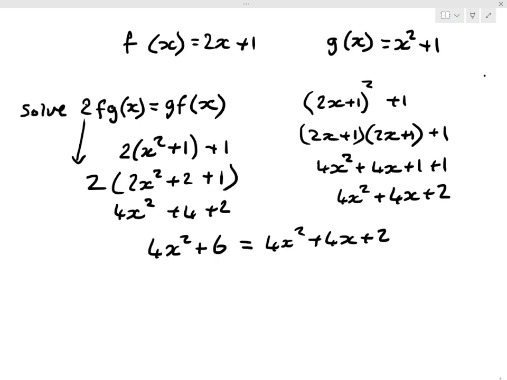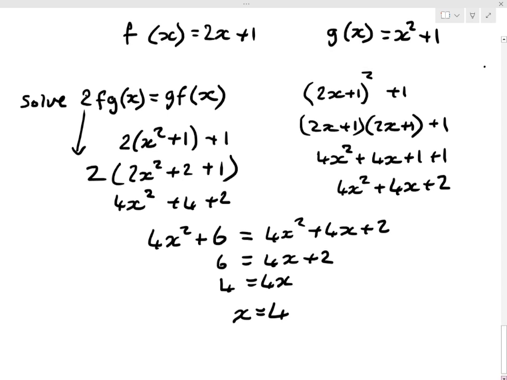Now we can bring this one down, equals this one, 4x squared plus 4x plus 2. Subtract a 4x squared from both sides, and we've got 6 equals 4x plus 2. Take away 2 from both sides, 4 equals 4x. Therefore, x equals 1. Yeah, that's good.